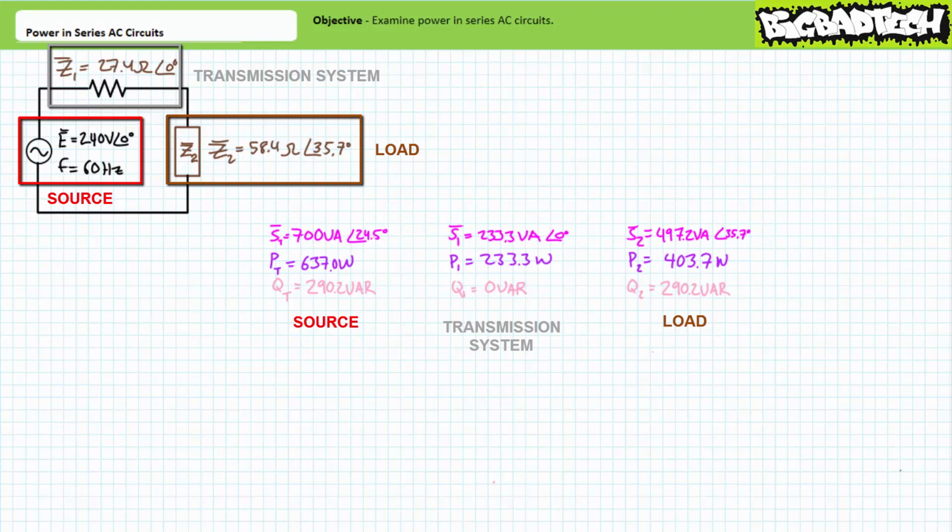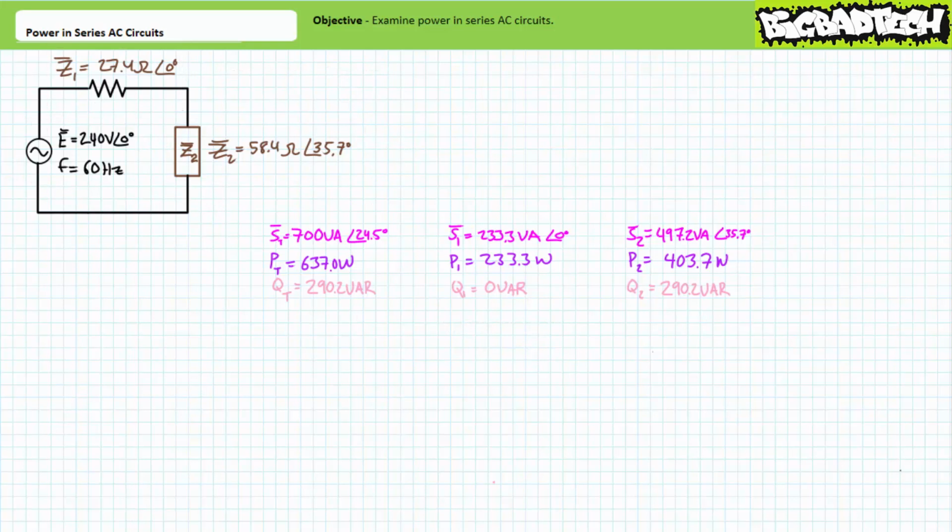My question to you is this: what is the efficiency of this arrangement? You might rush to the incorrect conclusion that the source is providing 700 volt amperes of power and the electrical load is consuming 497.2 volt amperes of power. But this is entirely the wrong way to think about efficiency.